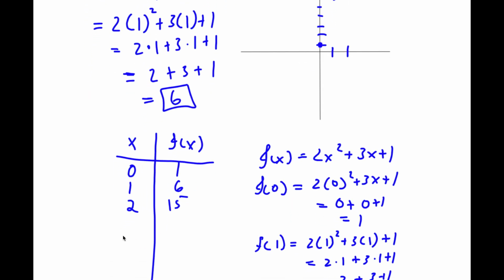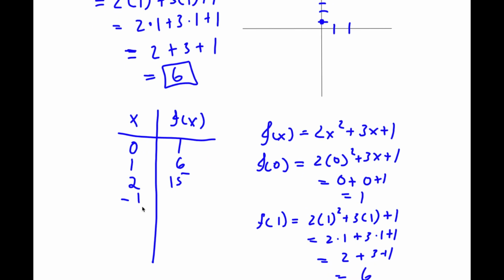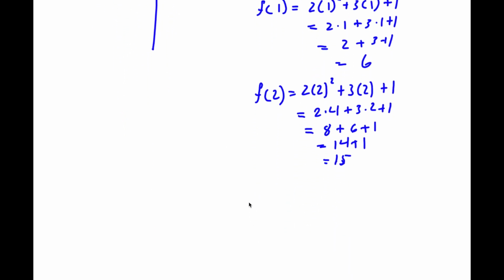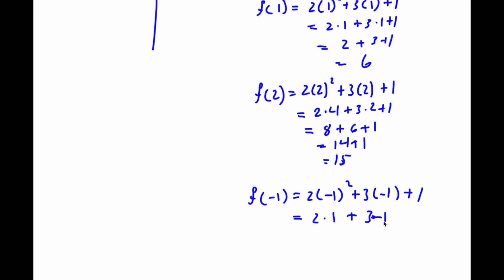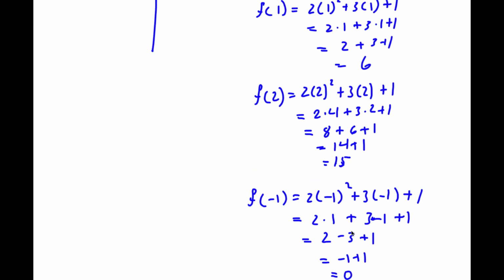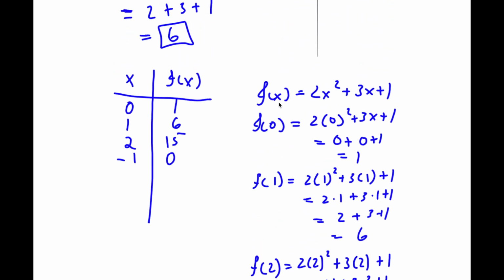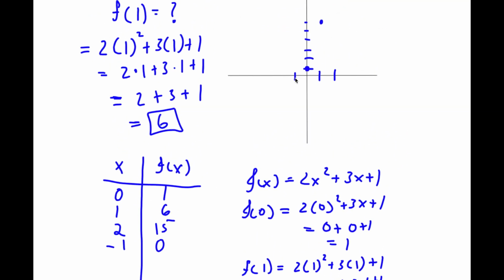So now let's do our negative values. Let's plug in -1. So f of -1 is equal to 2 times -1 squared plus 3 times -1 plus 1. -1 squared is 1, so 2 times 1 plus 3 times -1 plus 1. 2 times 1 is 2. 3 times -1 is -3, plus 1. 2 minus 3 is -1, plus 1, which is equal to 0. So we have -1, 0. So -1 is over here.